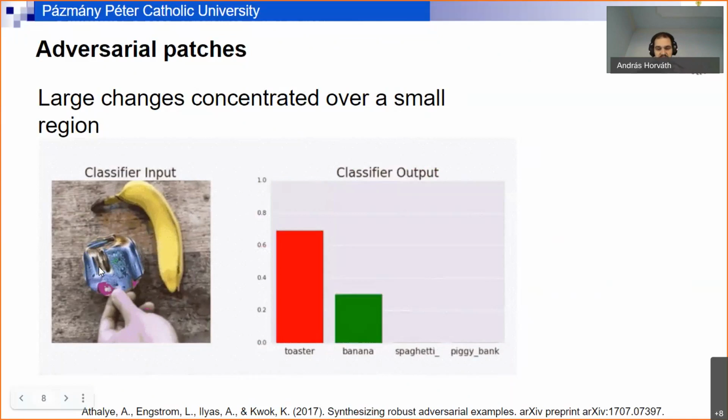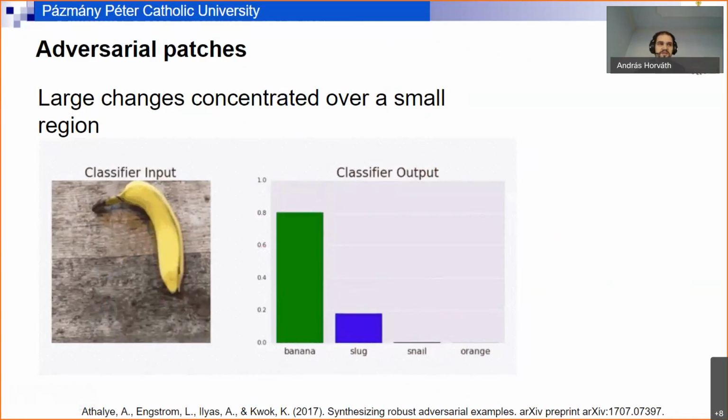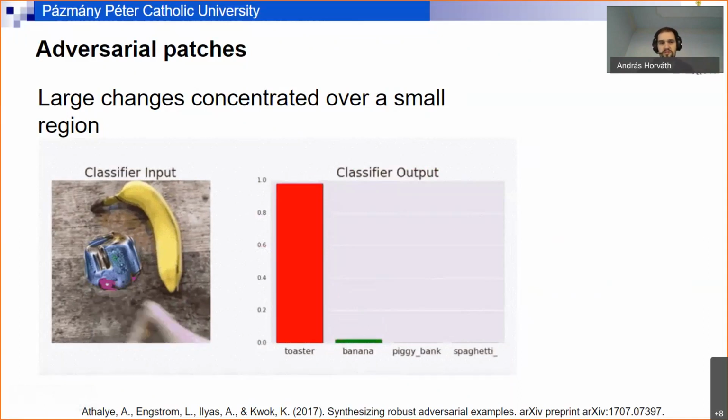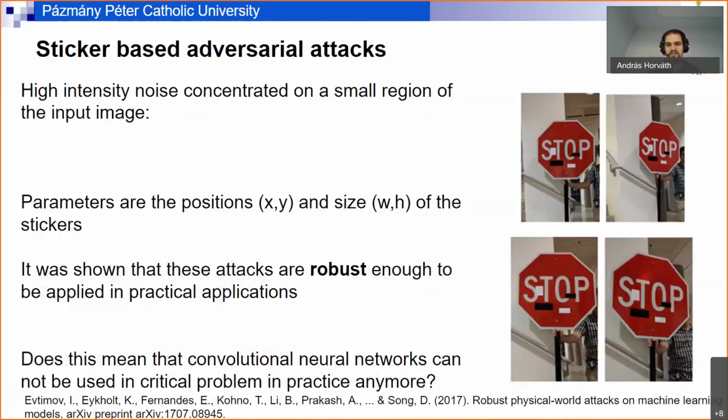And you can imagine putting stickers on cars, and cars might be classified as pedestrians or just road, or you can put this on stop signs and then turn them into a simple speed limit sign, or make them even disappear. And it was demonstrated, I tried to just show the papers if you're interested in the details, that these are really robust in practice, and these can be applied. And if you put the stickers there, it doesn't really matter what the scale of the object is, or what the view angle is where it is seen, it will just maintain this power of misclassification, and you can make objects disappear.